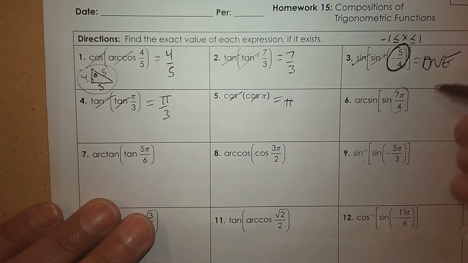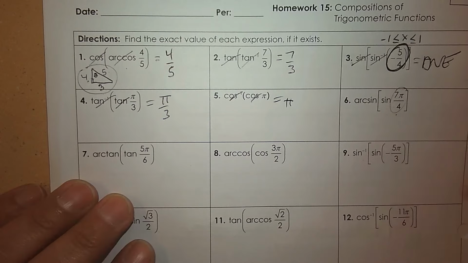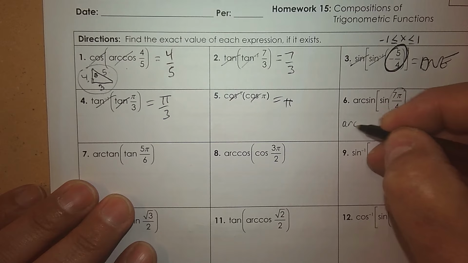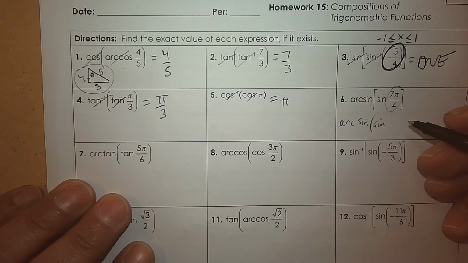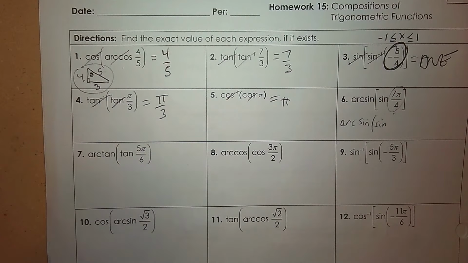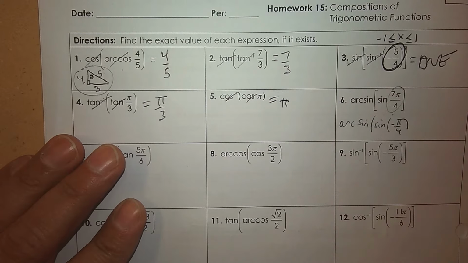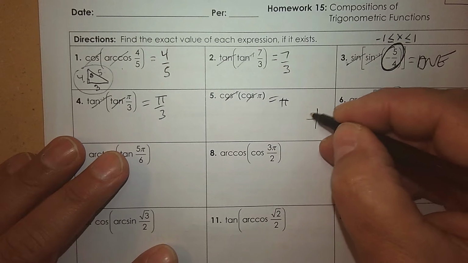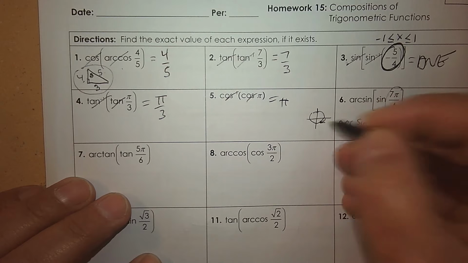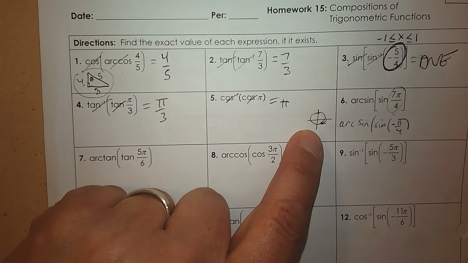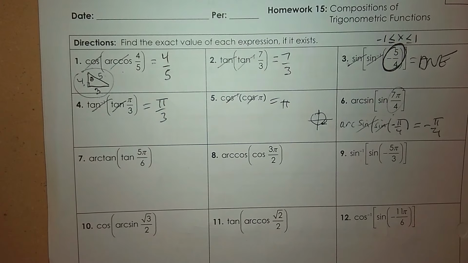So this is in quadrant 4, 7 pi over 4. I have to rewrite it. And I need to find the angle that gives me the same answer, the same place on the unit circle, but within my domain restriction. So 7 pi over 4 is the same as negative pi over 4. So 7 pi over 4 would be in quadrant 4. The negative angle that gets me to the same point is negative pi over 4. Then they undo each other, and the angle is negative pi over 4.